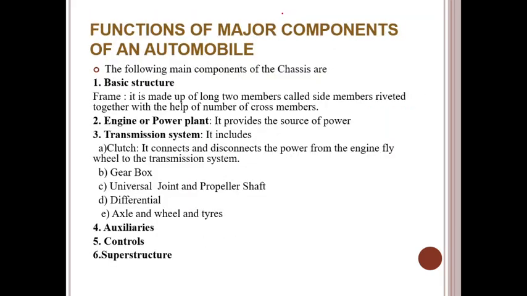So if you observe the components, the function of major components of automobiles. The following are the main components of the chassis. The first is the basic structure. What is required? The frame is required. The frame is made of two long side members riveted together with the help of a number of cross members.